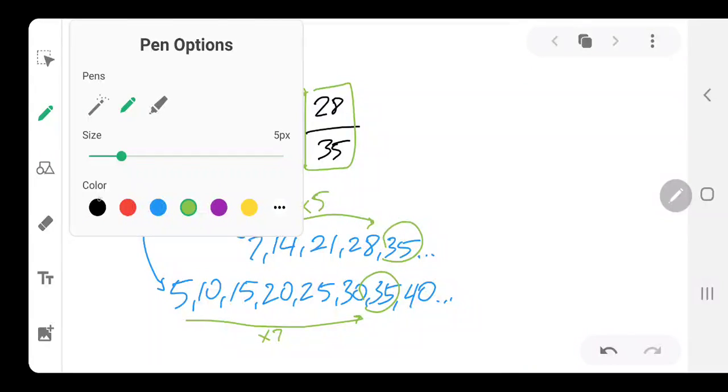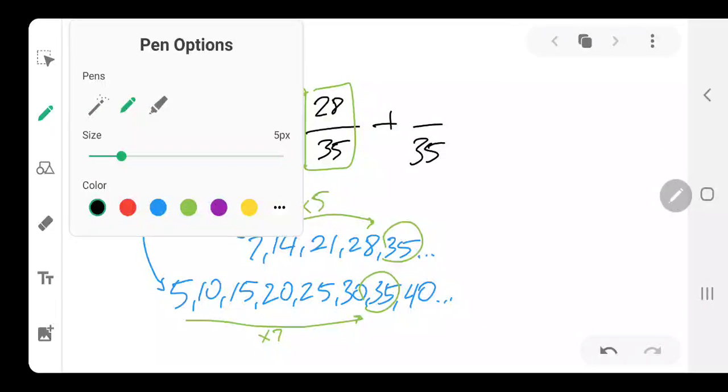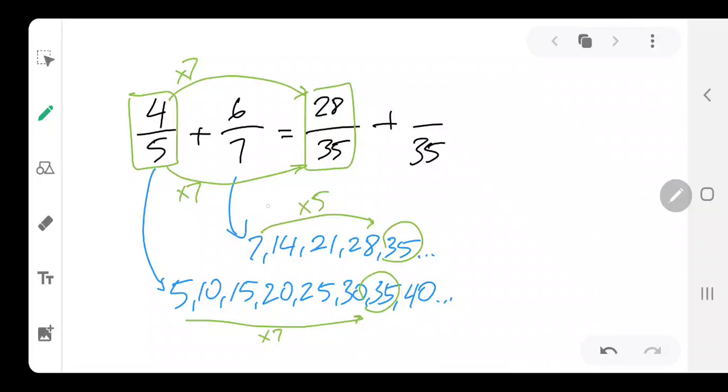Okay? Now let's work on the next fraction. The next fraction is also a fraction over 35, right? That's how we get our common denominators. They're both fractions over 35. And the factor we use to get 35 is, in this case, 5. We multiply 7 times 5 to get 35, which means we got to also multiply 6 times 5, and that's going to give us 30.